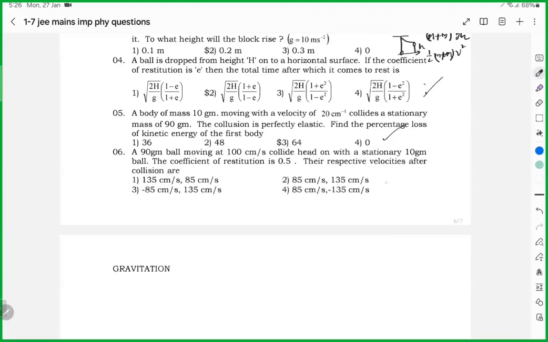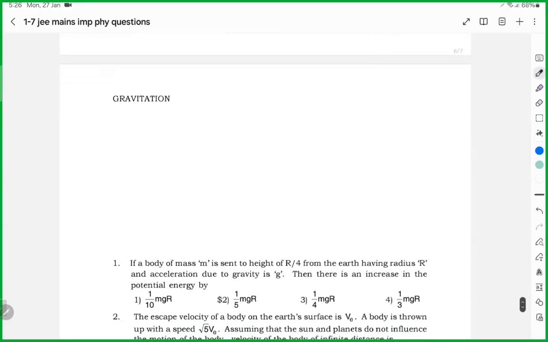Here energy is conserved. In the other case, momentum is conserved but energy is not conserved because it is an inelastic collision. Another formula is there: you take this formula in addition to momentum conservation and solve it, you get answers for this.